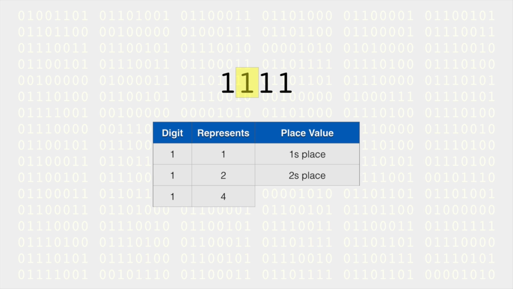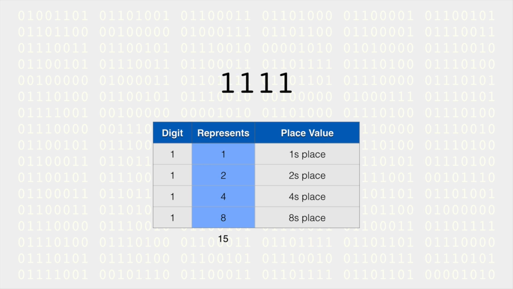So the next one represents 4. It's in the 4's place. And finally, we get to the last one, which is 8, in the 8's place. We add those all up, and that equals 15 in decimal.